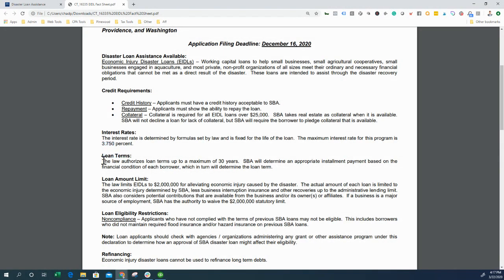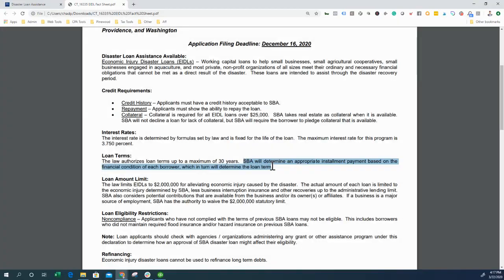The loan terms. This is very favorable. The law authorizes loan terms up to a maximum of 30 years. It's pretty cool because most SBA loans are typically 10 to 20 years at most if there's real estate. They're offering 30-year term loans. That's very generous. That means you have 30 years to pay back the loan that you will get if you apply for this EIDL loan.